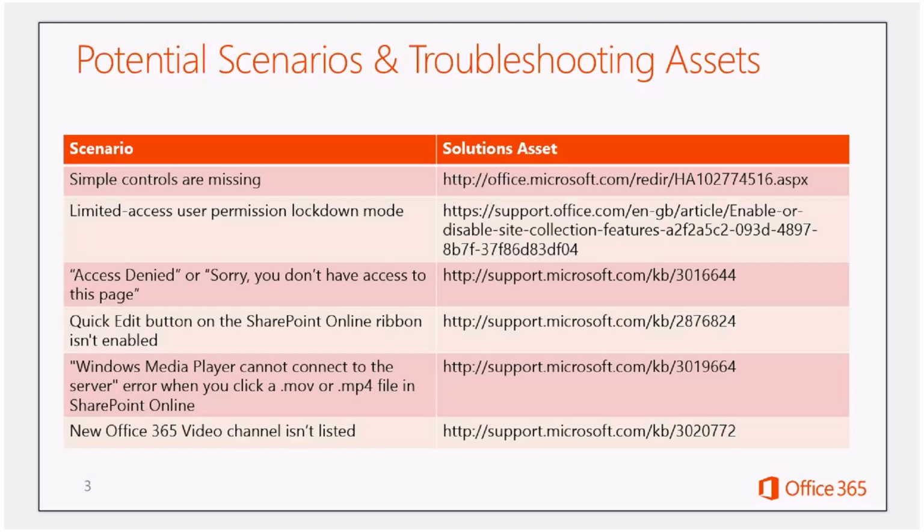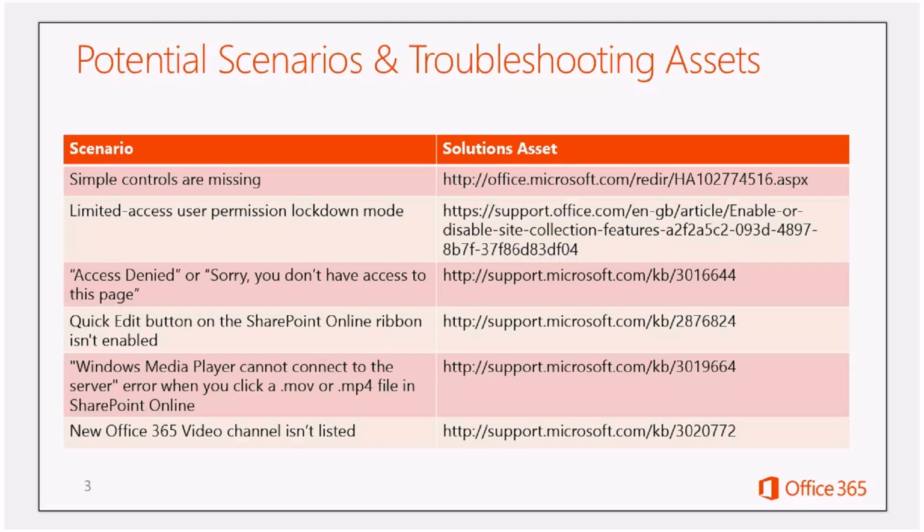Maybe you've enabled a feature in SharePoint, limited access user permissions lockdown mode, and now some people that you expected to get to a particular item are no longer able to do so. We'll talk about how to address that issue. Maybe you've seen "access denied," or "sorry, you don't have access to this page." There are many things that can cause that. We'll address at least a few of the most prominent ones. There is upon the ribbon a quick edit button, and sometimes that's not enabled as expected. How can we turn that back on?